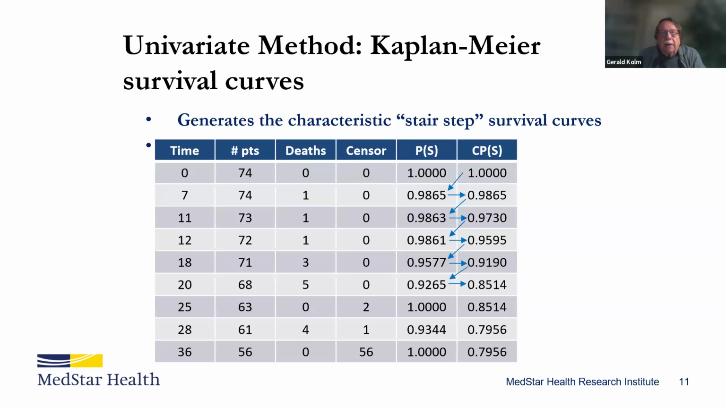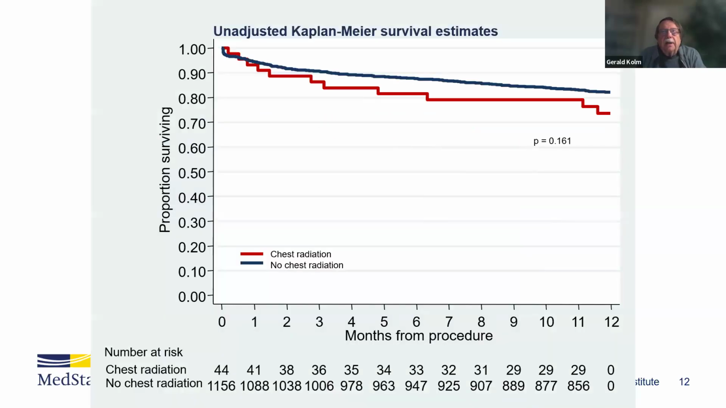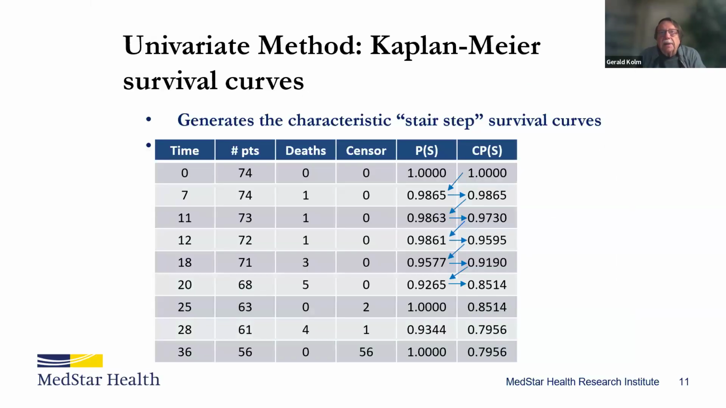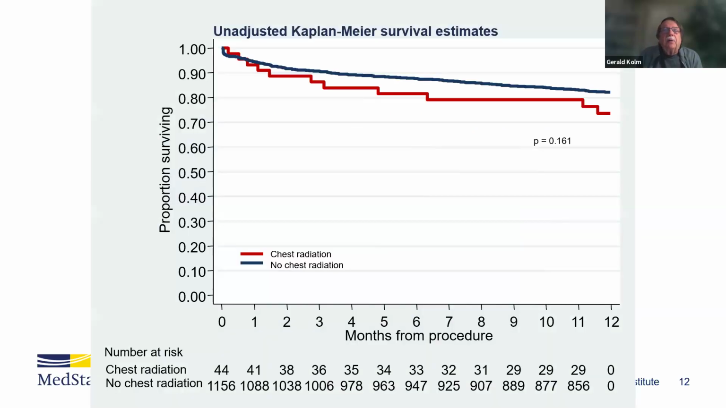And I won't go through each one. So at 25 months here, we have no deaths, so the probability of survival is 1, and then 1 times 0.85 gives us the same cumulative probability at time 25 as at time 20. And so we then plot the cumulative survival rate.